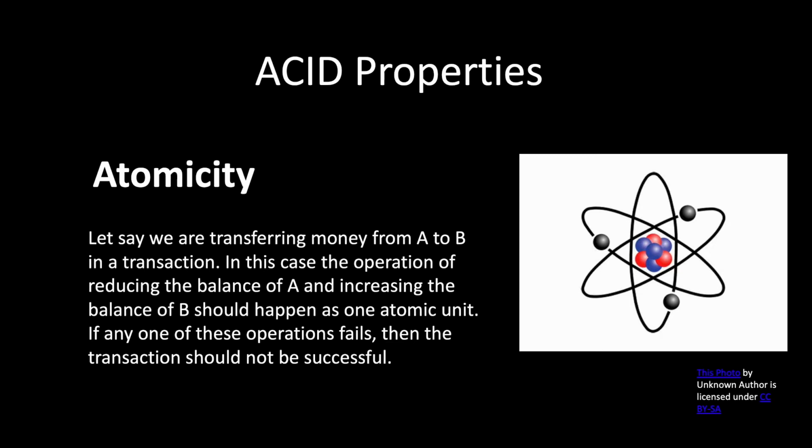Otherwise, if you just reduce from A but do not increase the balance of B and your transaction fails, it will be in a hanging state where the system will see that there is less money in the system, but in reality it should not be. So if any of these operations fails within that atomic transaction, the whole transaction should also fail. That is what atomicity is.